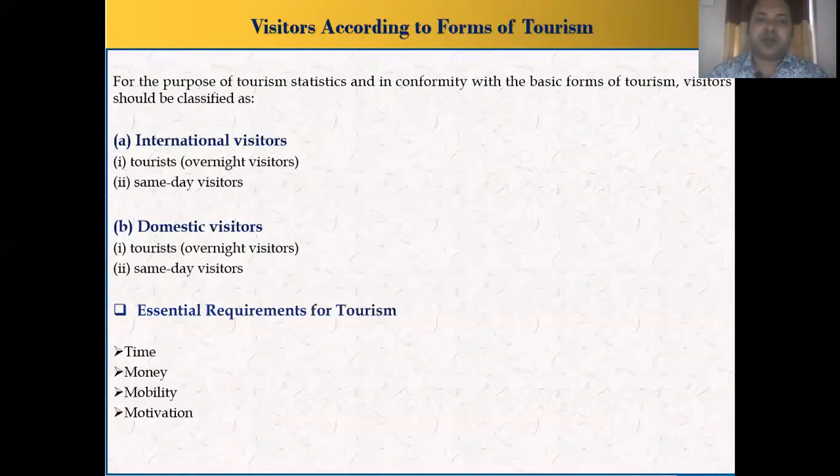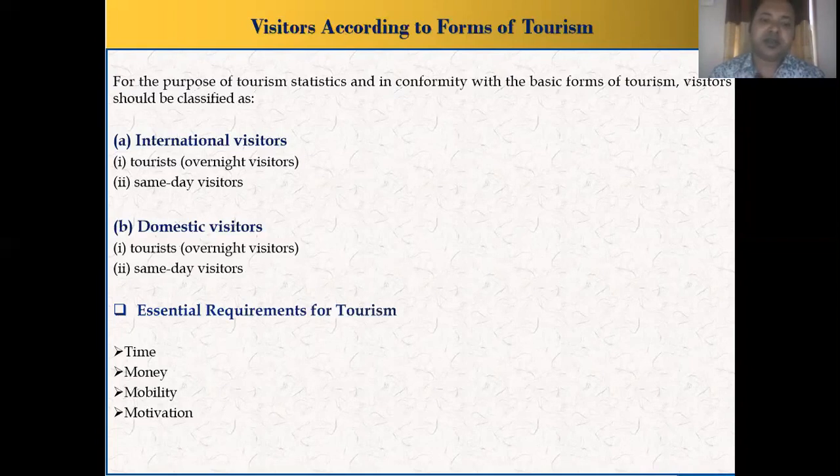Visitors according to forms of tourism. If I identify the visitors according to the forms of tourism, then we will be able to understand international visitors: tourists, who are overnight visitors, those who stay overnight, not in their usual environment. Same day visitors can return to their home after visiting certain places. Domestic visitors, tourists, overnight visitors, and same day visitors could be the same things that happen with domestic visitors.